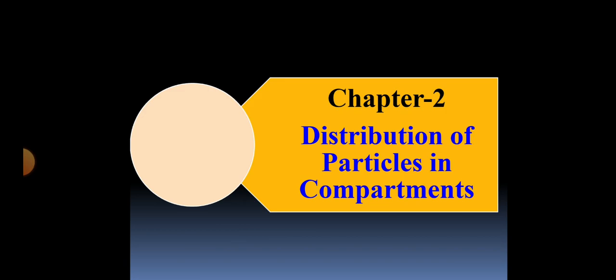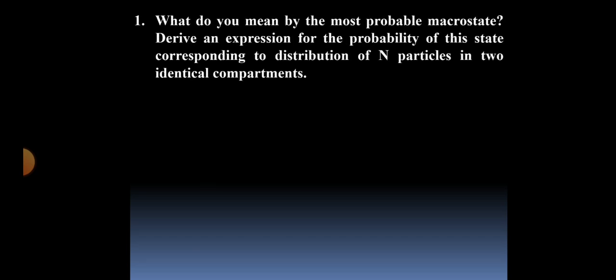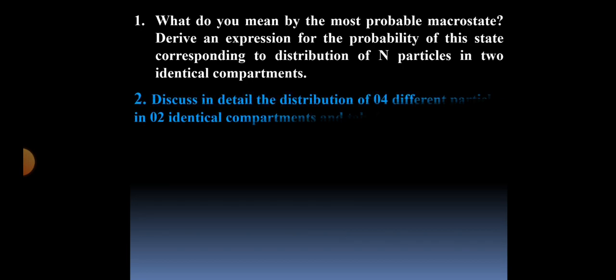Then chapter number 2, titled Distribution of Particles in Compartments. Let's take its first important question. What do you mean by the most probable state? Derive an expression for probability of this state corresponding to distribution of n particles in two identical compartments. This is very important questions.